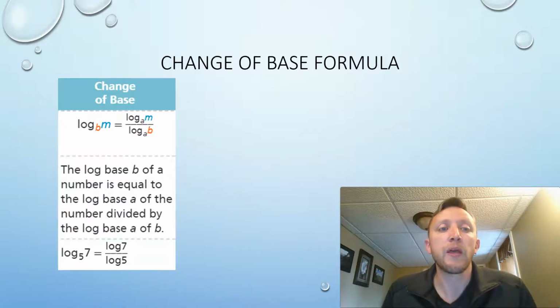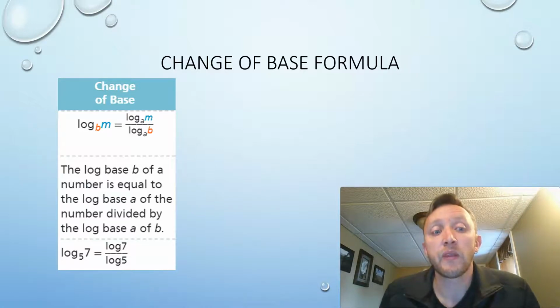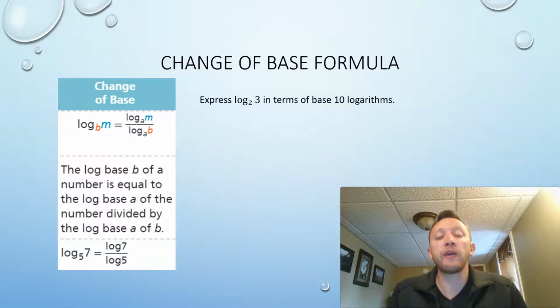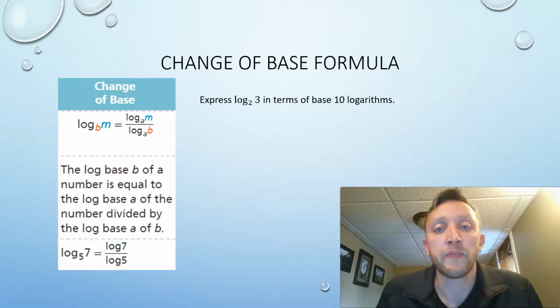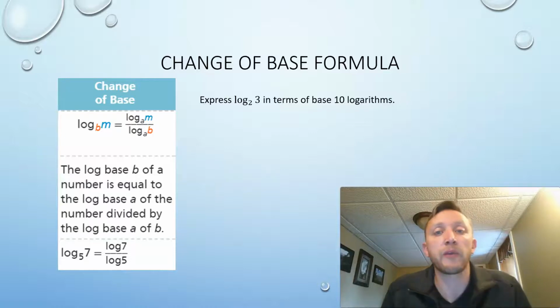But otherwise, if you look at that example, log base 5 of 7 is equal to log of 7 divided by log of 5. It's really that simple. Or here's another example. If we have log base 2 of 3, again, we're going to put this in terms of common base 10 logarithms.